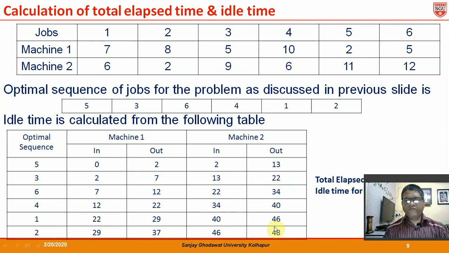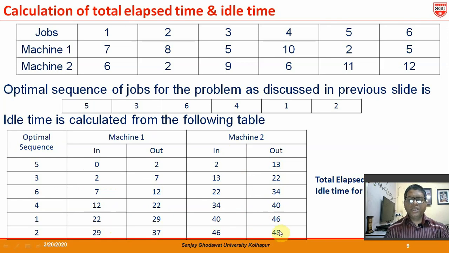Here at the end you will find there are total 48 units which are required for completing all these 5 jobs. So it is called as the total elapsed time, that is 48 units. And in order to identify the idle time, just we have to check the end time and the start time. Here you will find 2, 2, 7, 7, 12, 12, 22, 22. It means as soon as the machine is free, job is available for both machine 1 as well as machine 2. If you look at the table, it is very clear.